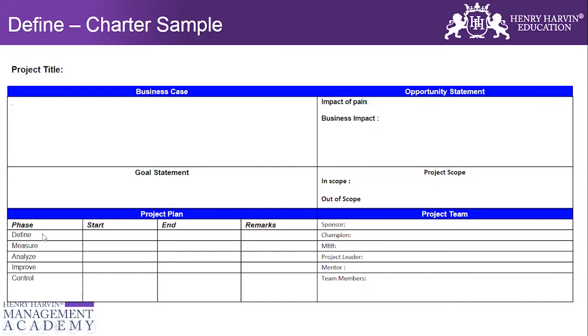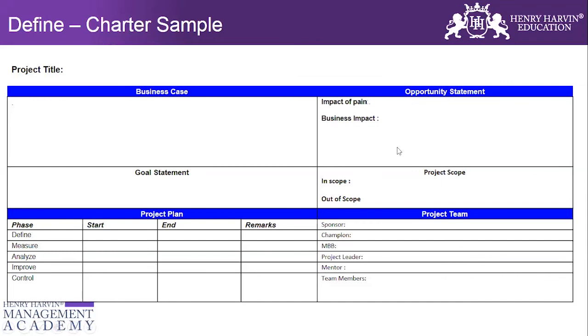Okay, wherein we should mention the start and the end date of define, measure, analyze, improve, and control. Typically, the define phase of the Six Sigma should be for 2 weeks. Measure would be for 2 weeks at least. Analyze should be for 2 to 3 weeks. Improve should be for 4 to 6 weeks, depending upon the improvement solution that you're coming up with. And control should be for at least 2 months. Okay, that's how we should define the start and the end date of the Six Sigma project.